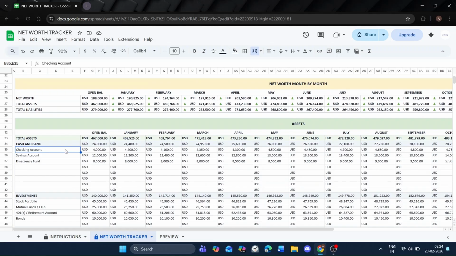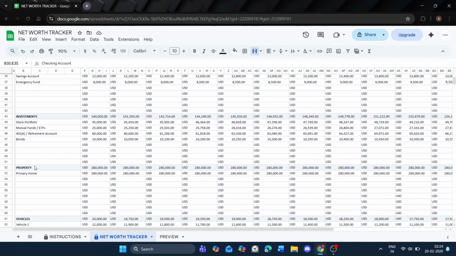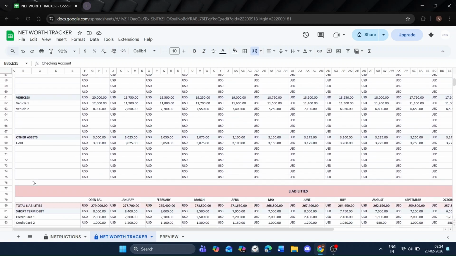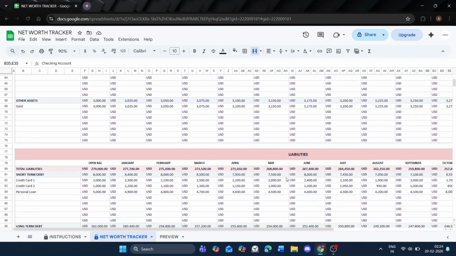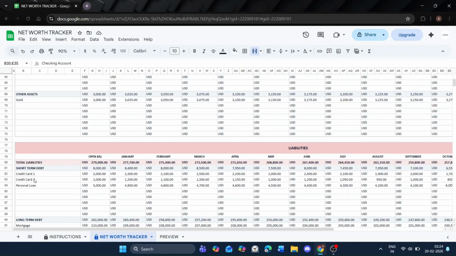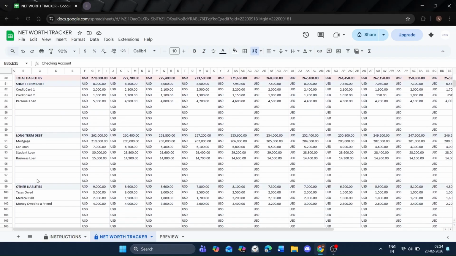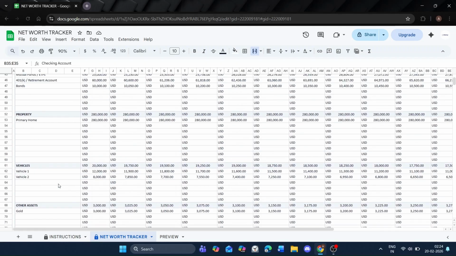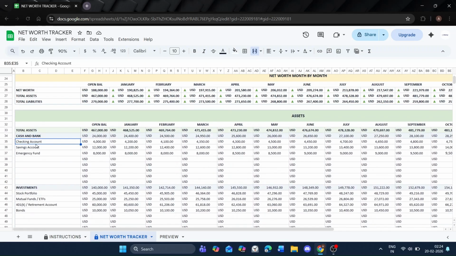Under assets, there are different categories like cash and bank, investments, property, vehicles, and other assets. Then there are liabilities, in which there are categories like short-term debt, long-term debt, and other liabilities. All you have to do is enter your subcategory name, so let's say checking account.